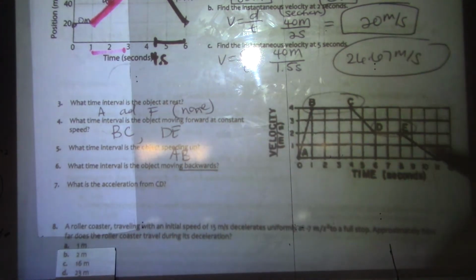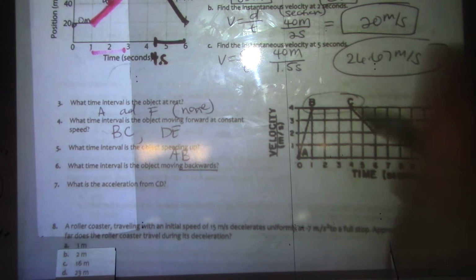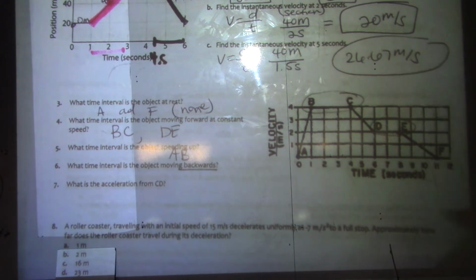Where is it moving backwards? If you put C to D or E to F, that's actually incorrect. It's just slowing down here. Backwards is a negative velocity, and we don't have any of those.